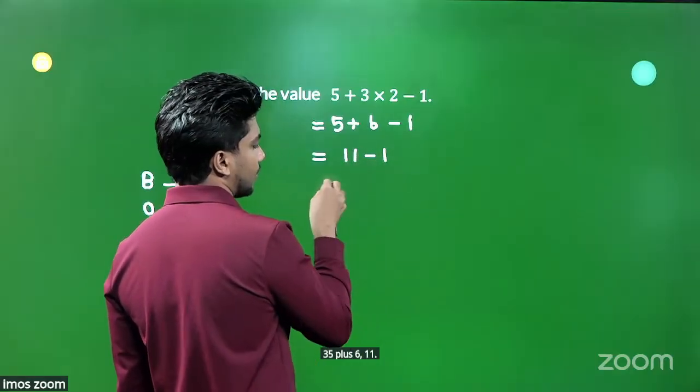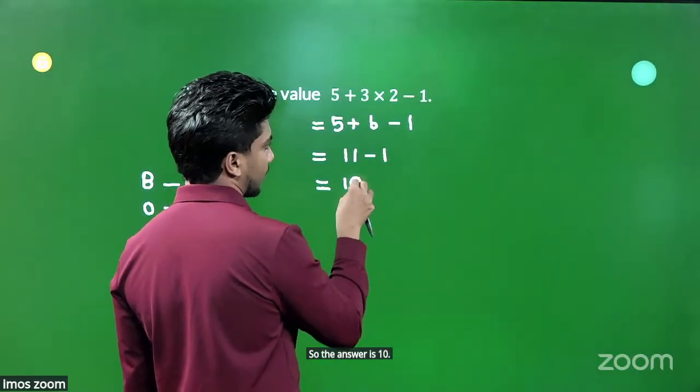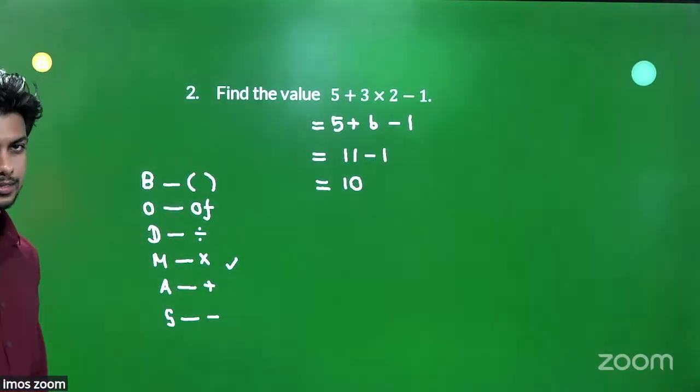Okay, 5 plus 6, 11. 11 minus 1, answer is 10. So the answer is 10.